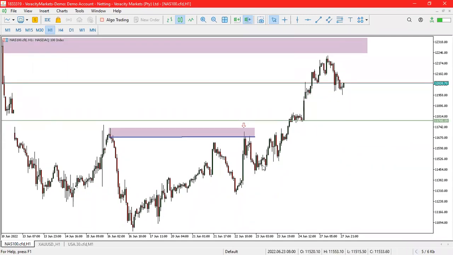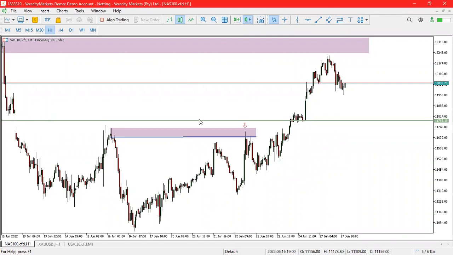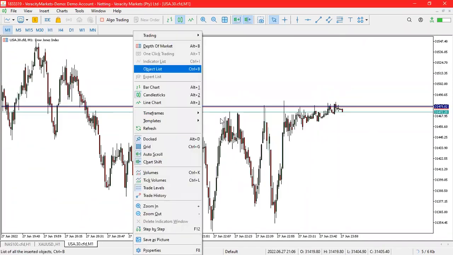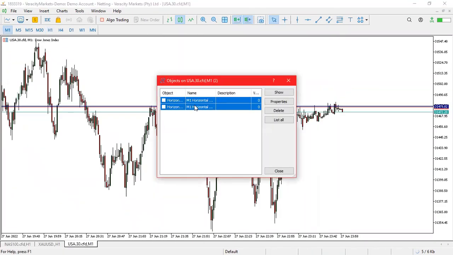So guys, I'm tired now. Okay, before I end this session, let me show you something. This is NASDAQ, right? This is the NASDAQ chart. Let me show you something. Now I'm opening USD on the 1 hour.